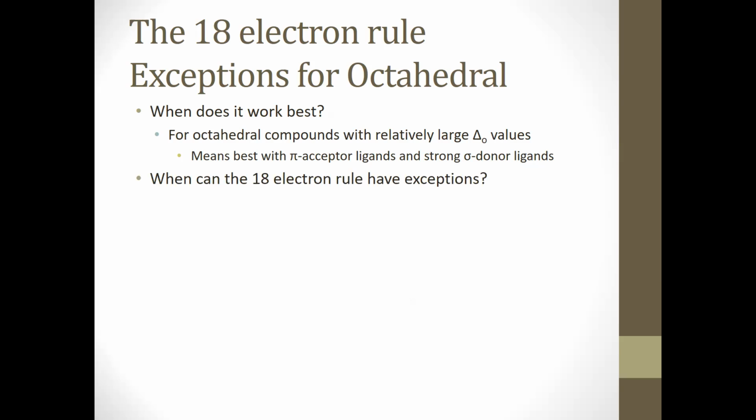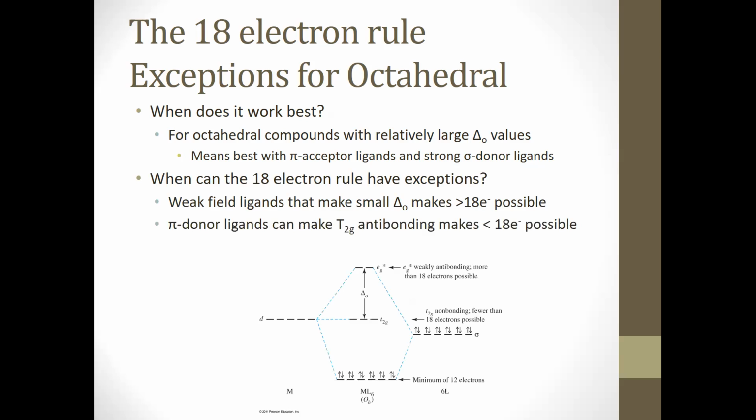Now, when can we get deviations from this? If we have weak field ligands, there are a couple of things that can happen. Weak field ligands make delta O smaller, and I'll get to the image at the bottom here. If this delta O shrinks, one impact is that this anti-bonding eg star is lowered in energy, or at least closer to the t2g, so you make it easier to put electrons in that anti-bonding orbital, which means electron counts over 18 can start to be a little more stable. That doesn't mean they're going to be preferred over an 18 electron setup, but it does make it more possible to have a stable compound that's not 18 electrons.